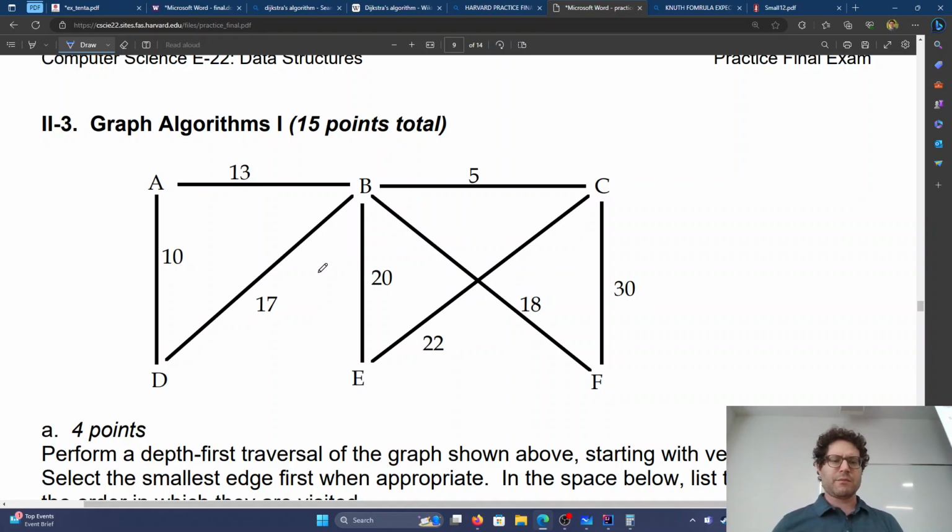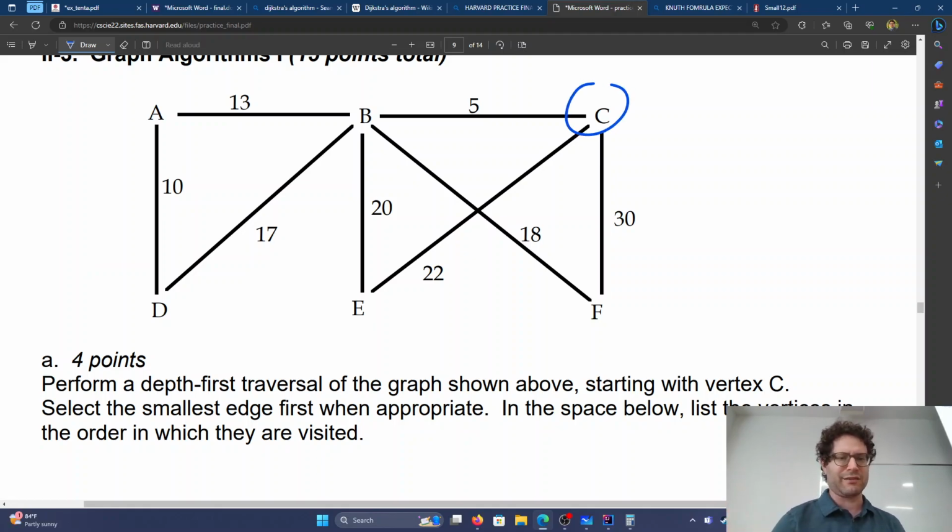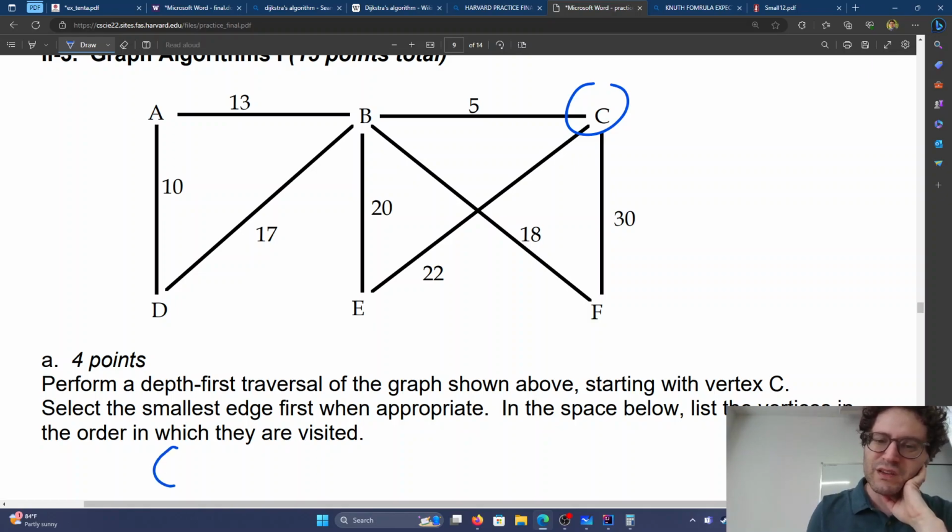Okay. Perform a depth first search starting from C. I always like to start from A, but they wanted to start from C. Select the smallest edge first when appropriate. So if we're breaking a tie for depth first search, we do this. List the order in which they're visited, which is important because you can do visit order or you can do post order, finish order.